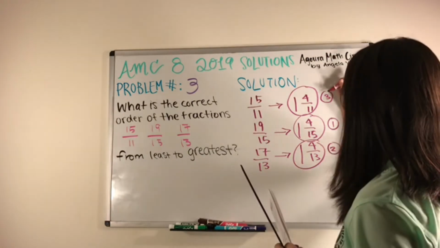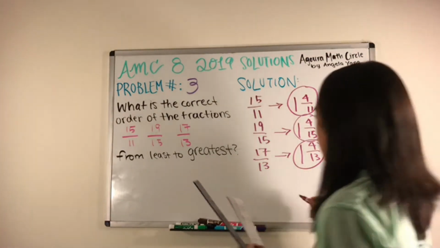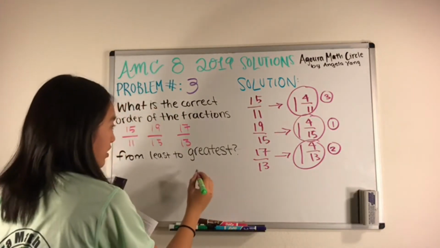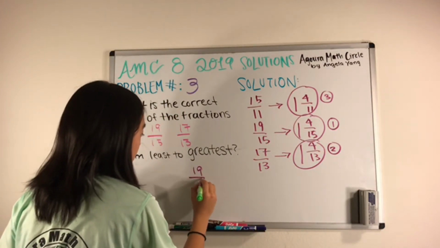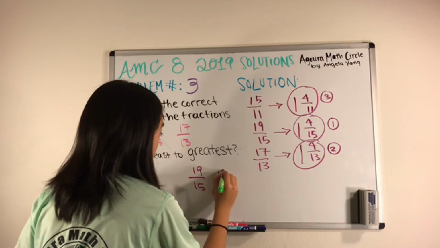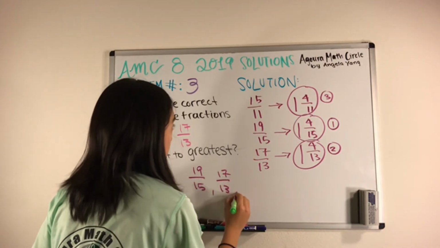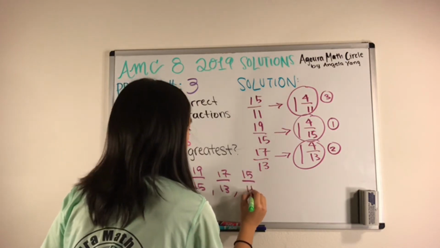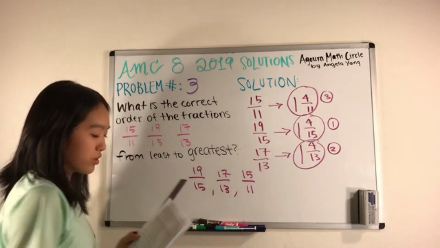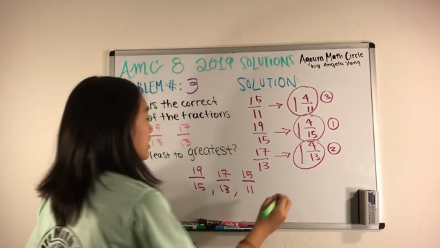So using this information, we can order these so that your final answer should be 19 over 15, comma, 17 over 13, comma, 15 over 11. And using this order, you would get yourself the answer of letter E.